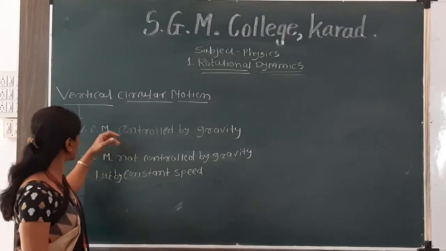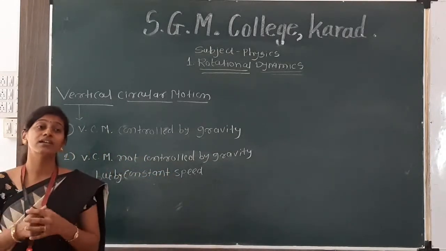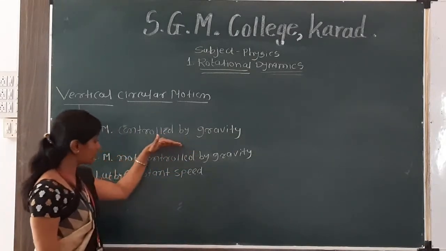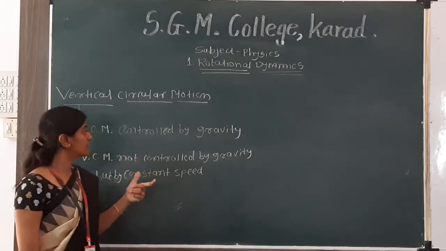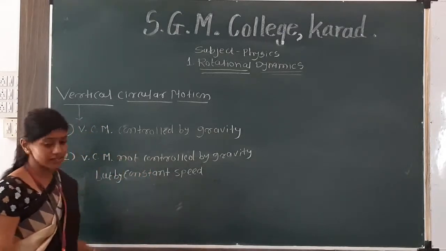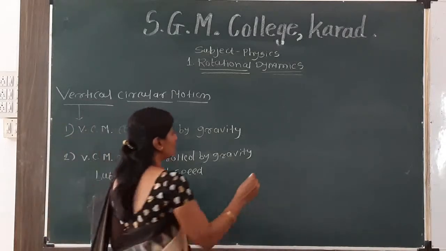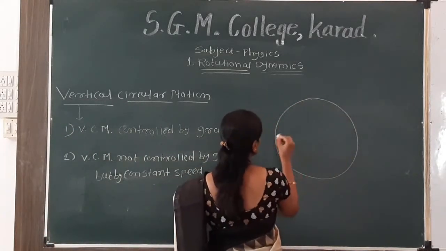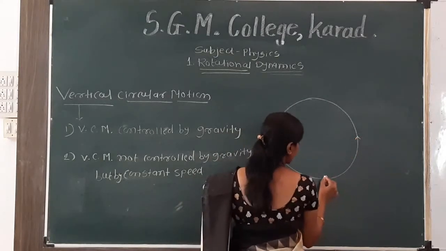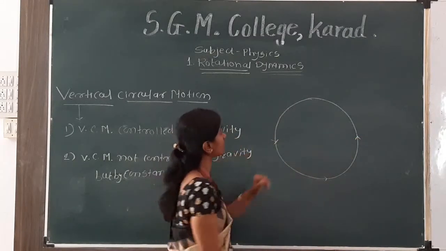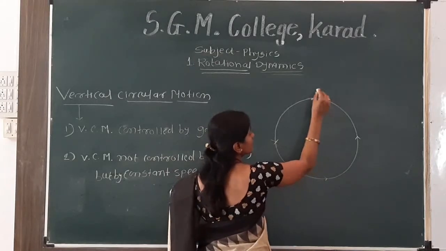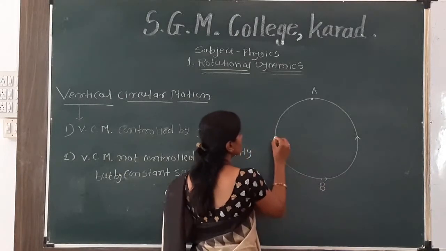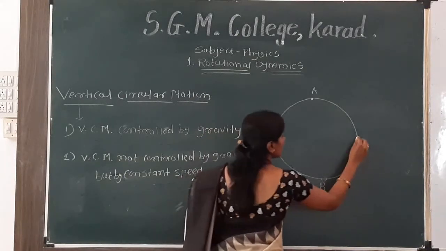Now we have to talk about the vertical circular motion controlled by gravity. For that there are some characteristics. Here I am drawing the diagram of vertical circular motion. I want to show you the vertical circular motion in such a way. It is in the anti-clockwise direction. See, A is the uppermost position, otherwise the top position. B is the lower position. Here, point C and point D.